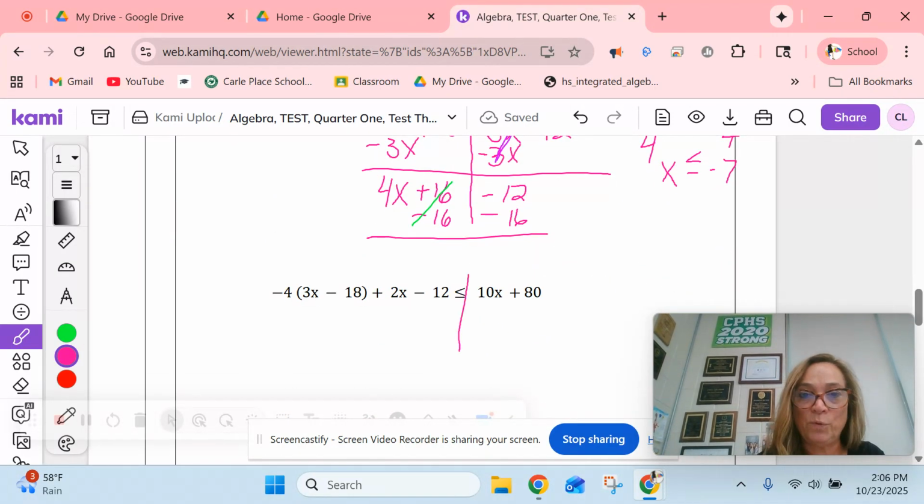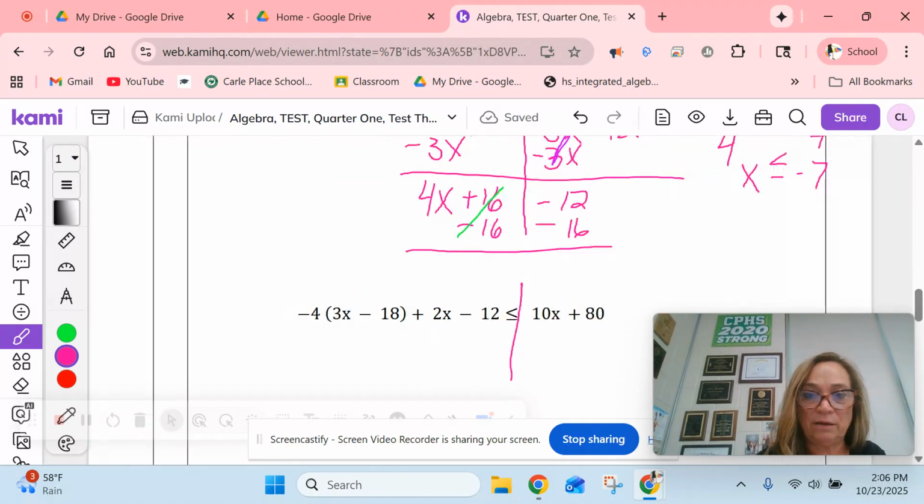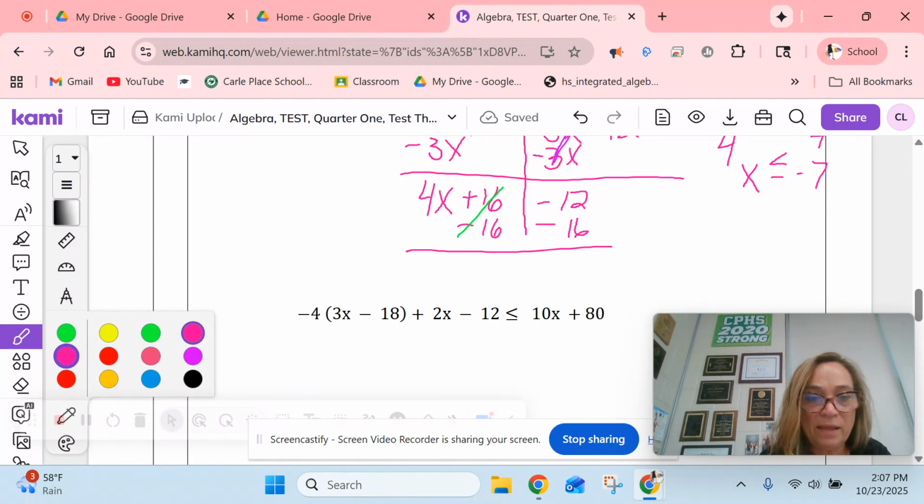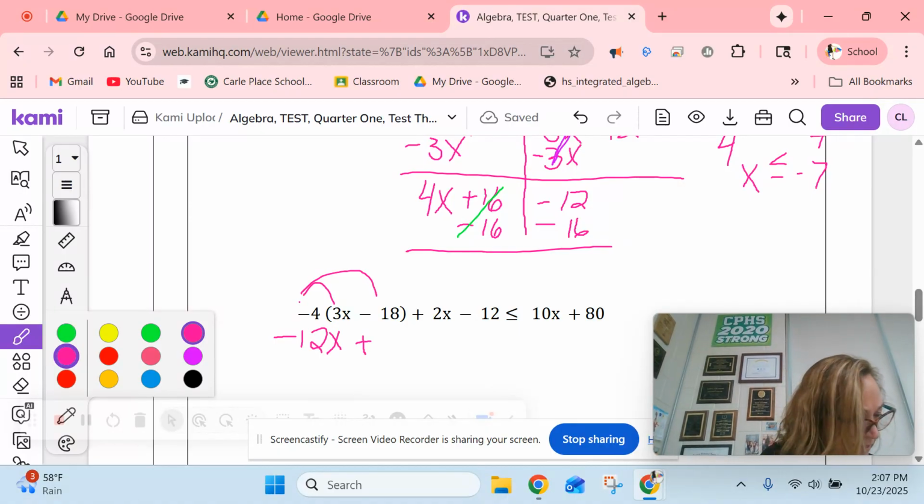Okay. Oh, this one's a big one. Oh, boy. I got to erase that mark. Okay, so here we go. First, I'm going to do the distributive property. That's going to give me negative 12x plus, I'm pretty sure that's 64, but I'm going to double check because this is important. Oh, 72. See, I would have made a mistake. Plus 2x minus 12. I'm going to combine the like terms.